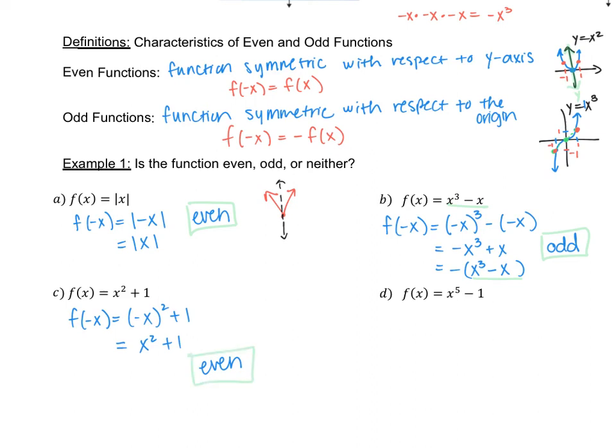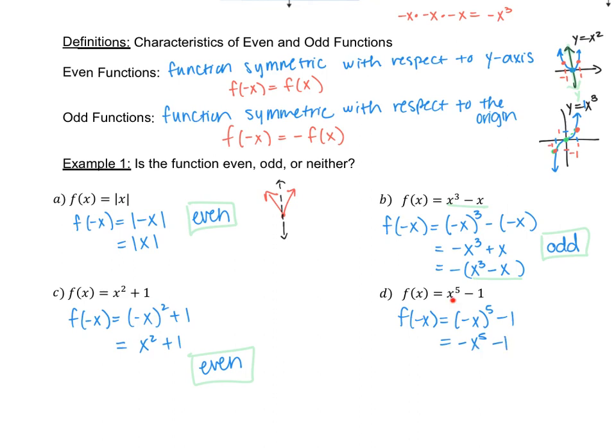And last but not least, we have this function here, and this is x to the fifth power minus 1. If I were to plug in a negative x, this would be negative x to the fifth power minus 1. Now, because this is an odd power, if you take a negative 1 to the odd power, you're going to get back a negative sign. And then this will be negative x to the fifth power minus 1.